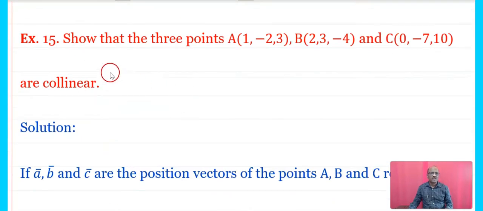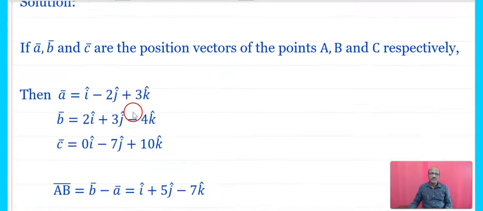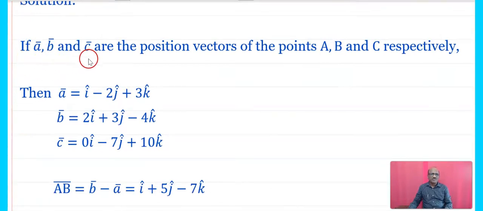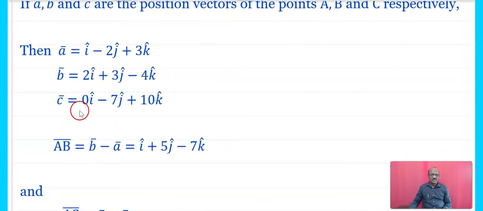Now the next question: show that the 3 points A(1, -2, 3), B(2, 3, -4), and C(0, -7, 10) are collinear. Here a bar, b bar, c bar are the position vectors of the points A, B and C respectively. a bar is equal to i cap minus 2j cap plus 3k cap. b bar is equal to 2i cap plus 3j cap minus 4k cap. And c bar is equal to 0i cap minus 7j cap plus 10k cap.